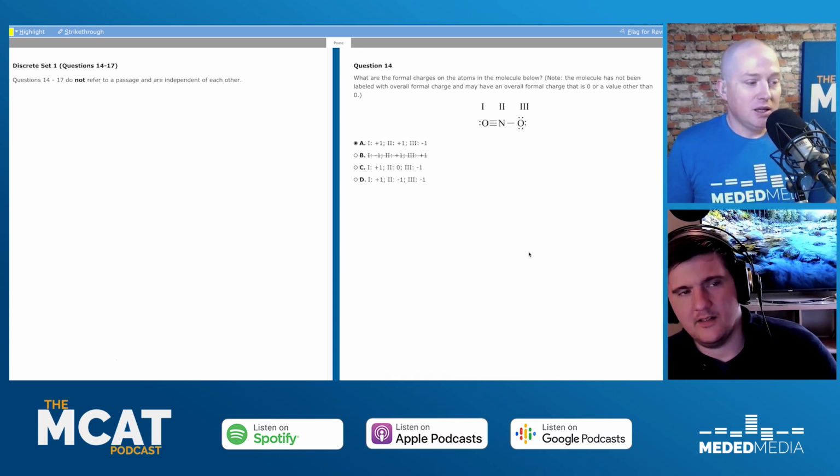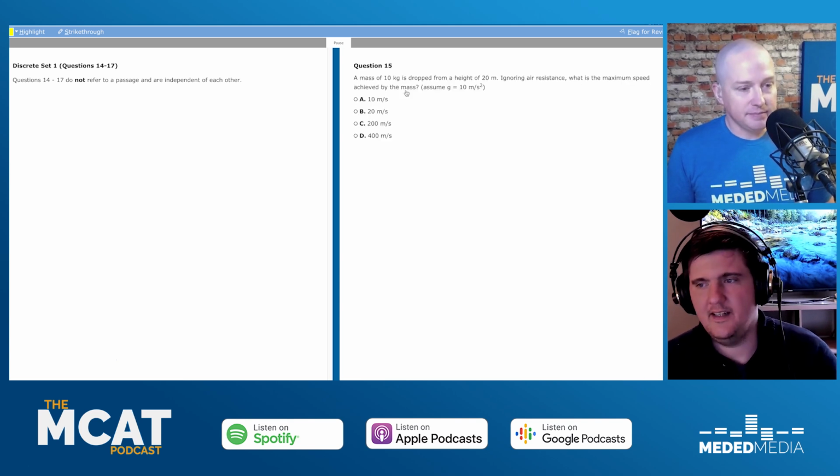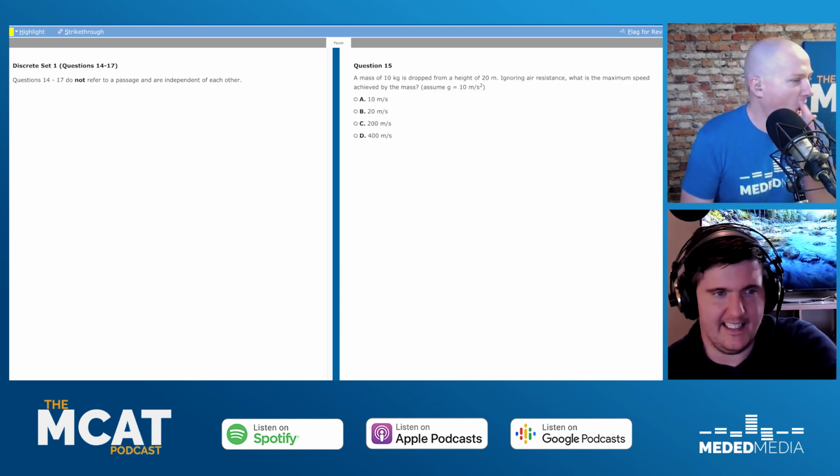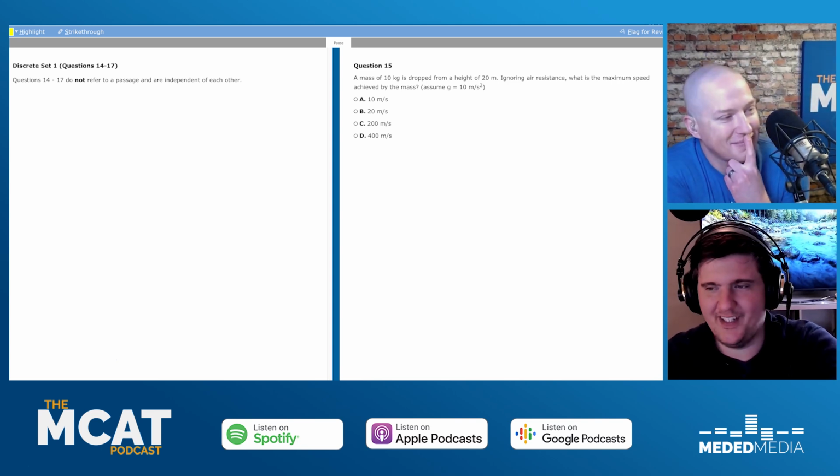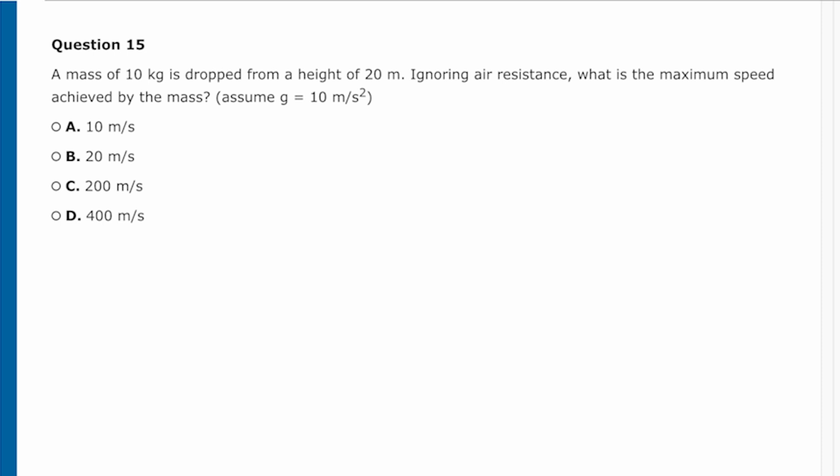Okay. All righty. So on to the next one, where we go into a little bit of projectile physics-y stuff. My kind of question. So a mass of 10 kilograms is dropped from a height of 20 meters. Ignoring air resistance, what is the maximum speed achieved by the mass? Assume g is 10 meters per second squared. Yeah, I forget this equation. So 20 meters, 10 kilograms. We know gravity here is saying, hey, 10 meters per second.